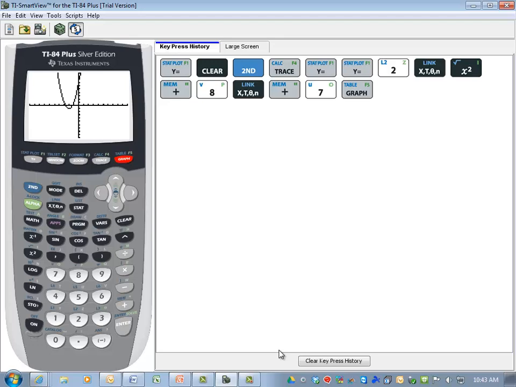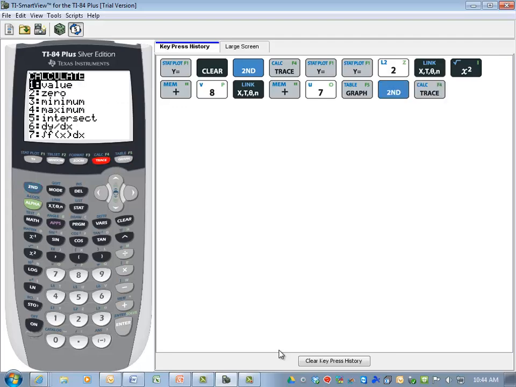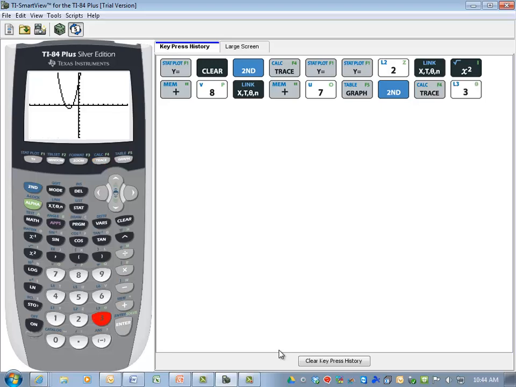Okay, so we have this graph, and we're going to find the vertex and the zeros from this graph, and then I'll show you how to find the axis of symmetry. Once you have it on here, we first need to decide from your graph, is this a max or a minimum? This is a minimum. So I'm going to go to second, trace, and it's minimum. So I hit 3. And then there's the flashing X.